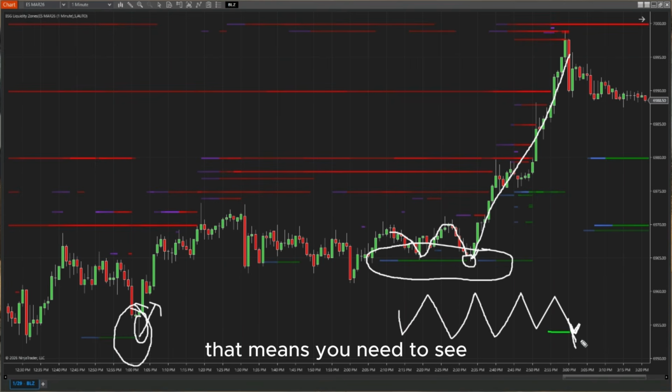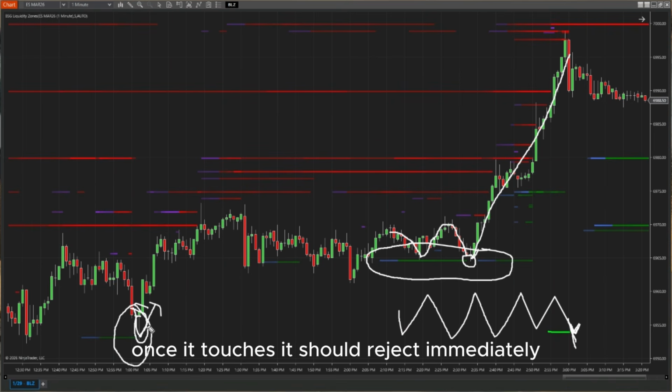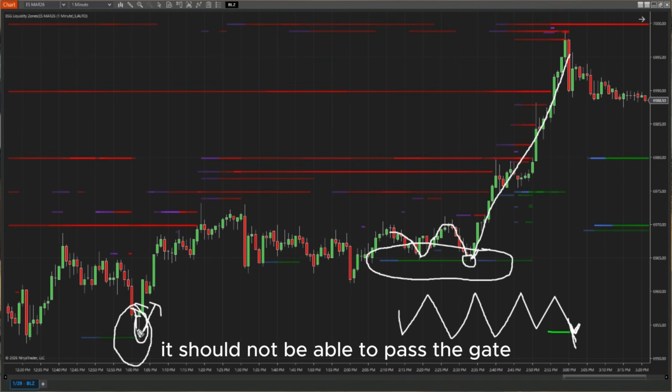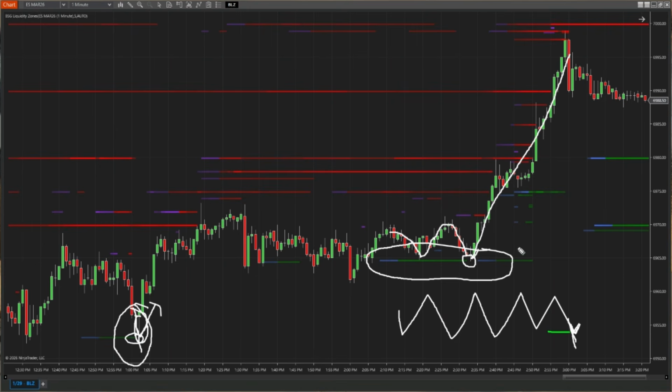That means you need to wait until the price touches and then rejects immediately. It should not be able to pass the gate. Buyers should be stepping in, putting on the gas pedal, pushing the buying bids very strongly. It should push the price back up. You should wait till the bounce.